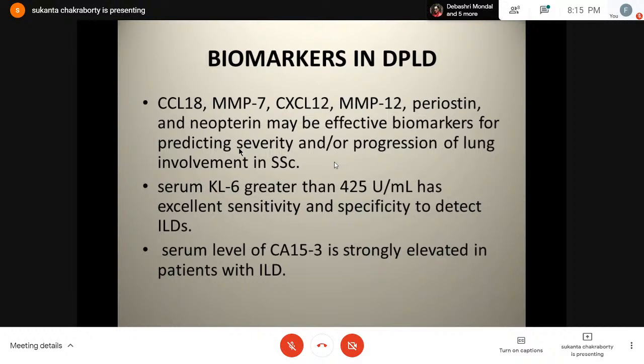Molecular markers will probably be discussed in another talk by another speaker. So, I will just mention a few names: CCL18, MMP7, CXCL12, MMP12. These are effective biomarkers for predicting severity and progression of lung involvement in systemic sclerosis or scleroderma. And in serum, it is not KL6, it is IL-6. High IL-6 will indicate interstitial lung diseases, and CA15-3 serum level is strongly elevated in patients with ILD also.